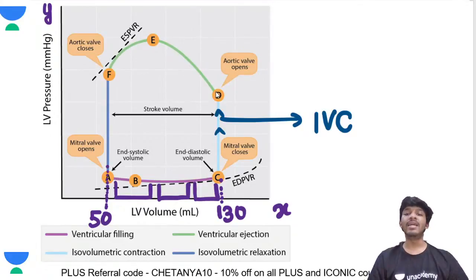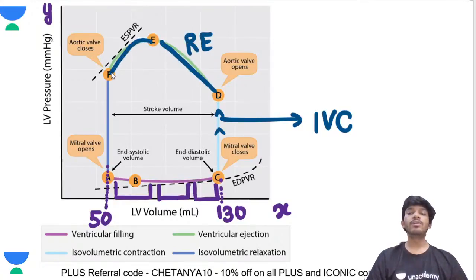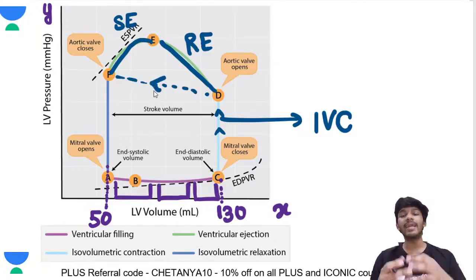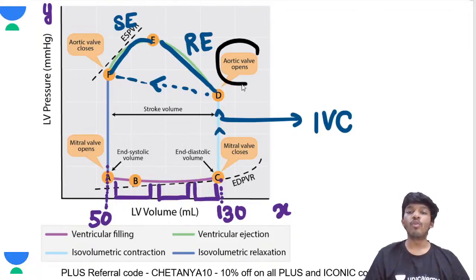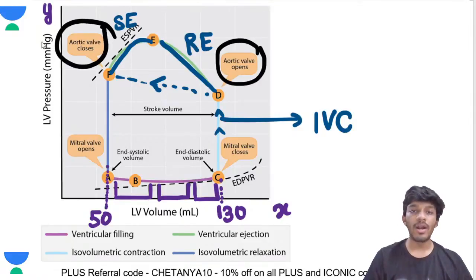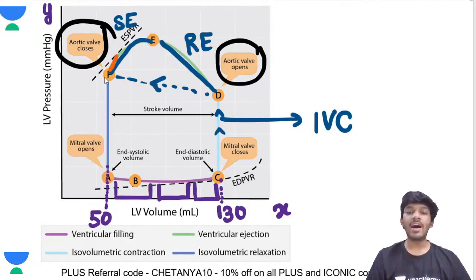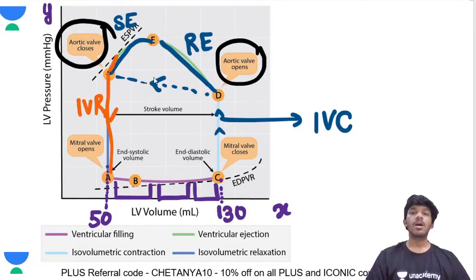After that, there is a period of rapid ejection, followed by a period of slow ejection. During this, the volume is going to decrease because the ventricles are getting empty and the blood is going to the aorta. Ejection starts when the semilunar valve opens and ends when the semilunar valve closes. This phase is also called protodiastole. After protodiastole, you have isovolumetric relaxation, everything along the negative slope.